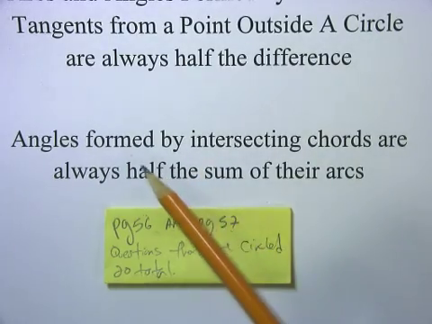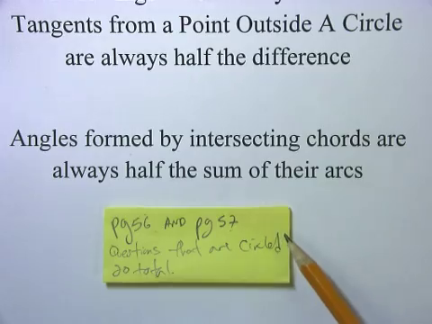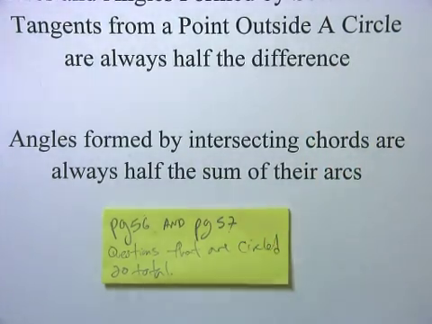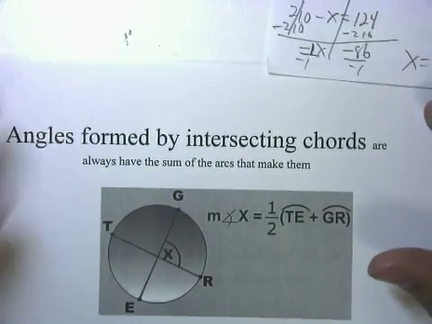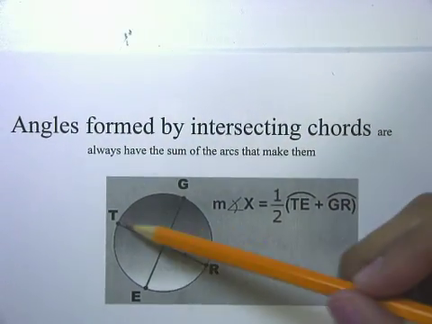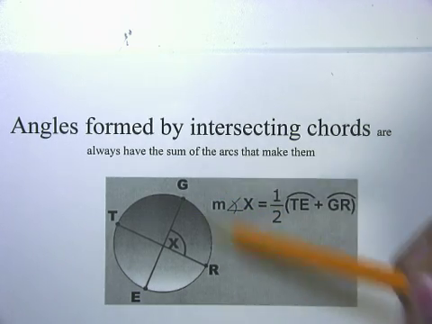Now, what happens when the angles formed by intersecting chords are inside the circle, right? Well, when they're inside, the angle is always half the sum of their arcs. So where before it was the difference, now it's half the sum of their arcs. Let's look at some examples.